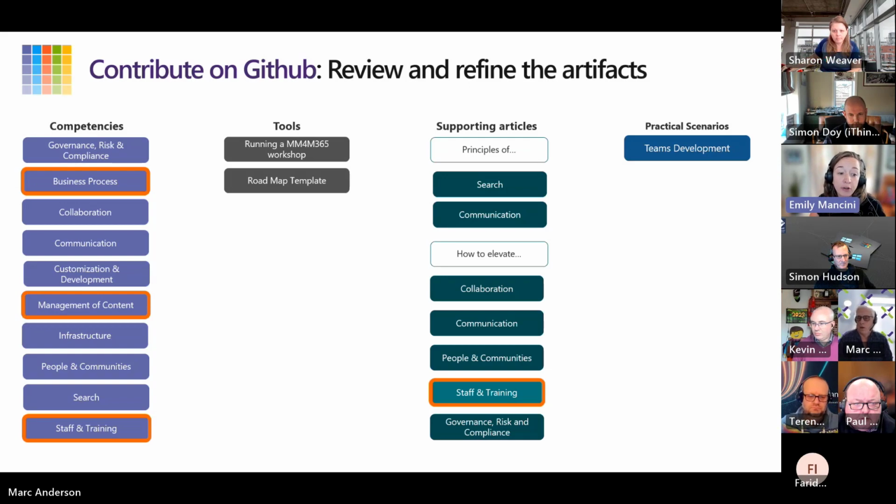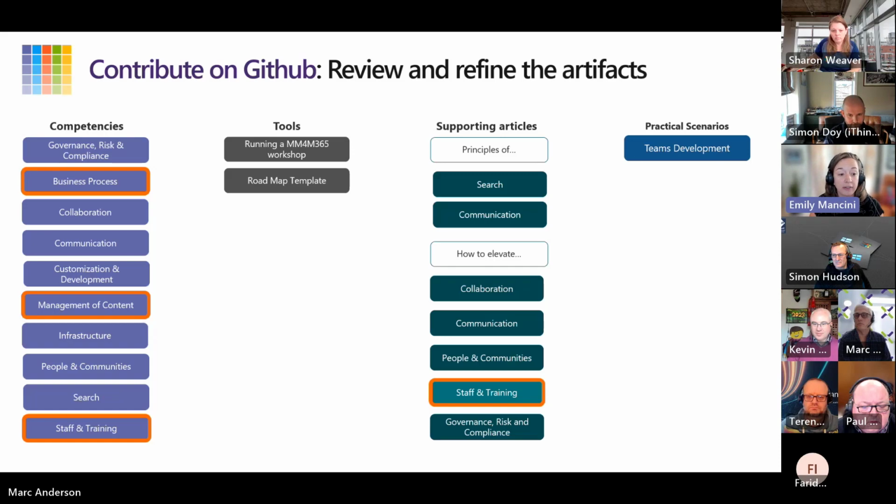So one of the first things that we're going to be doing is reviewing and refining the articles. So you can see we have a couple framed out there in orange. Those are the ones that are very specifically tied to upcoming maturity model practitioner sessions. So these are guaranteed in scope that this team is going to be reviewing and focusing on this year.